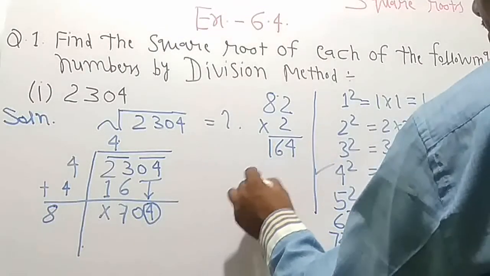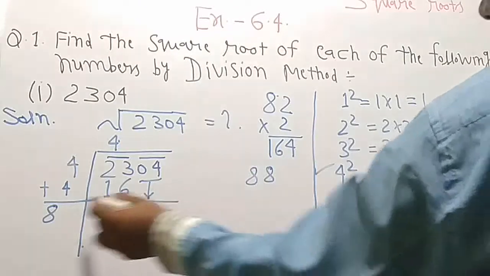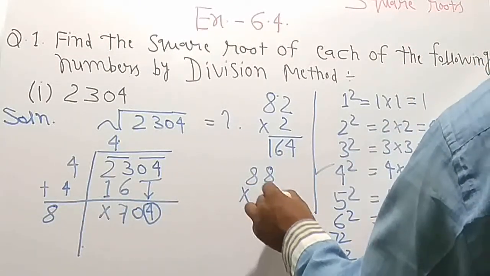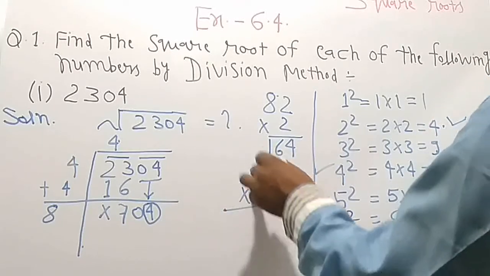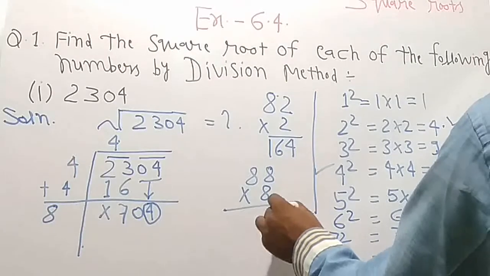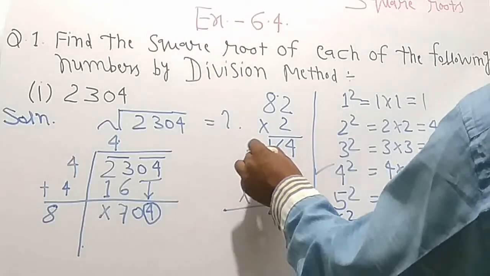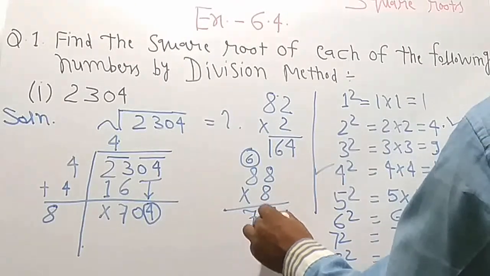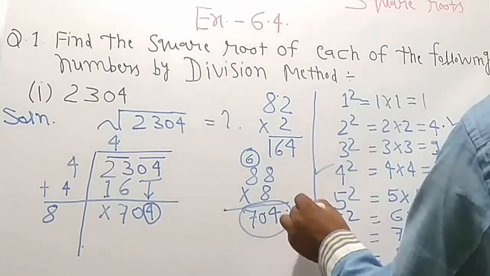So now we use 8 with the 8. This is the first 8, and then the second 8 with 8 we are using with this, and we are multiplying the new number 88 with the 8. 8 8s are 64, 4 comes here, 6 carry over, 8 8s are 64 plus 6 is 70, it is 704. It is the required number.